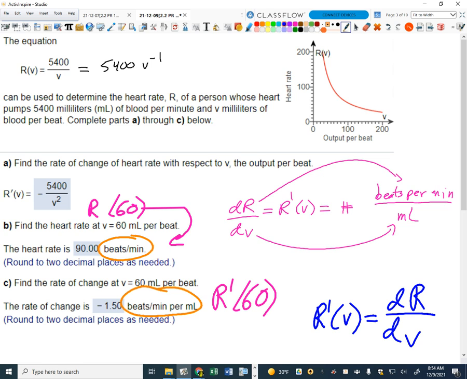We already said that in part B. The units of R are beats per minute. What are the units of V? The units of V are milliliters. So we'd end up with an answer of beats per minute per milliliter. Does that make sense? Okay, so it's easy to predict what the units are going to be if you just think of the derivative as a fraction or quotient. Units of the top quantity divided by units of the bottom quantity. Okay, give me 1 to 5 on that. That's how we do it.